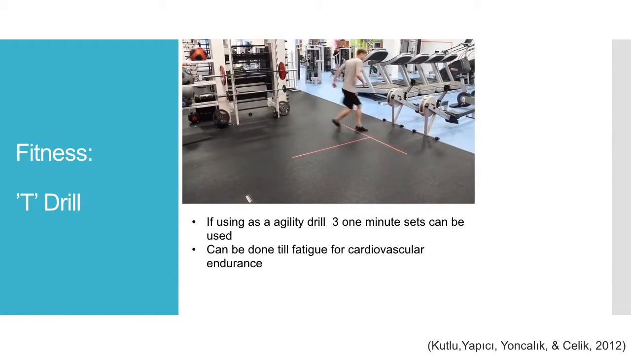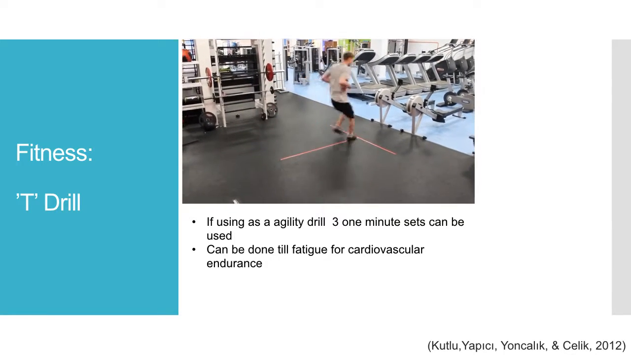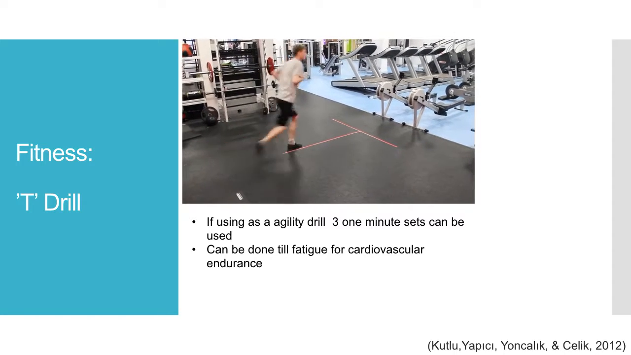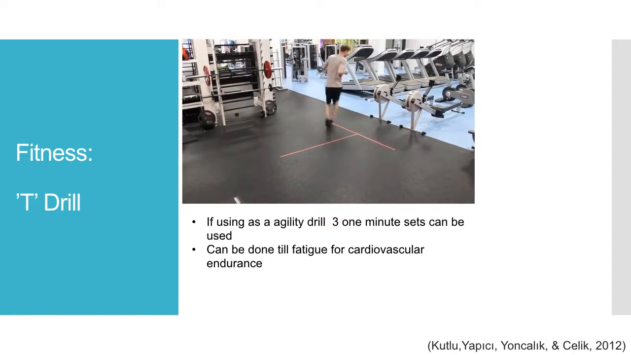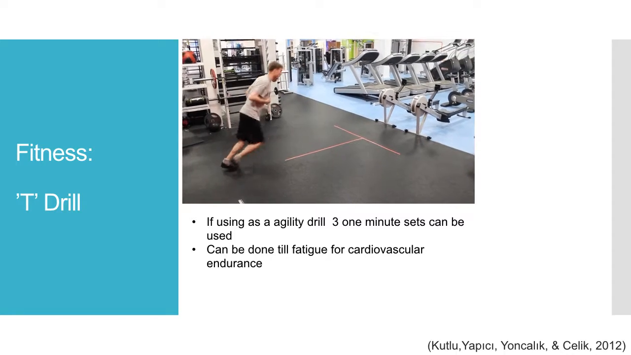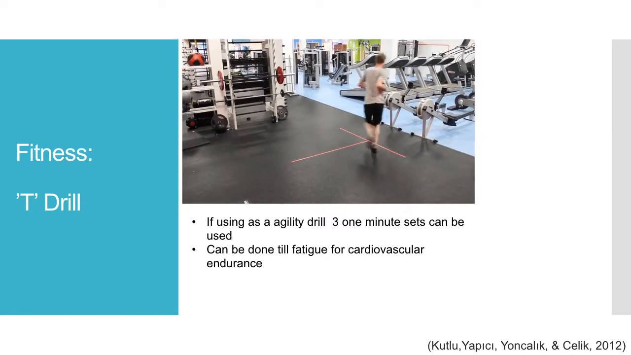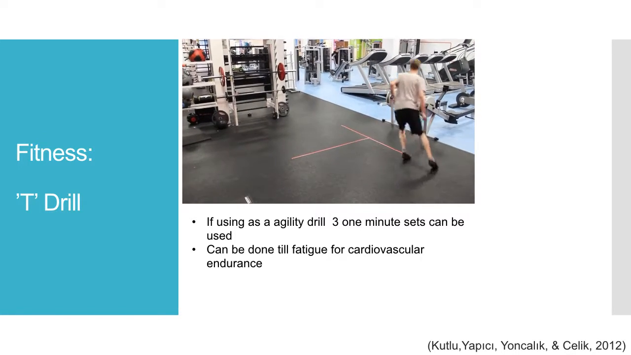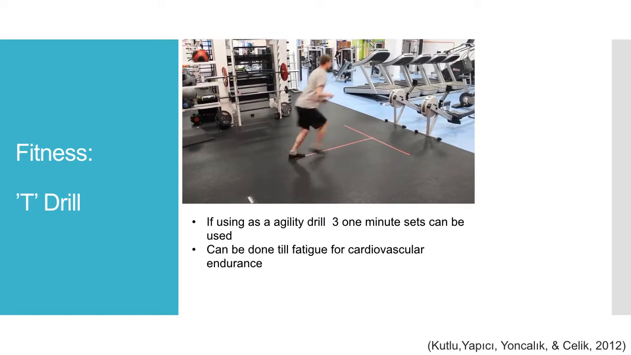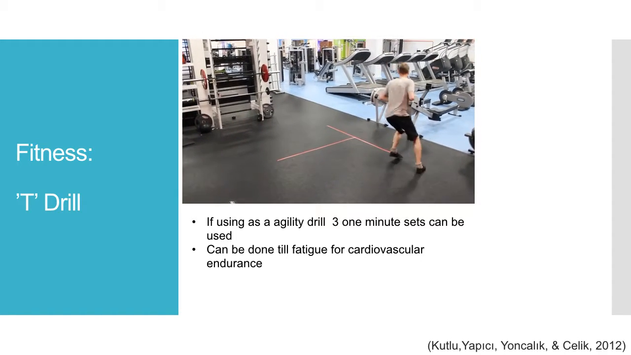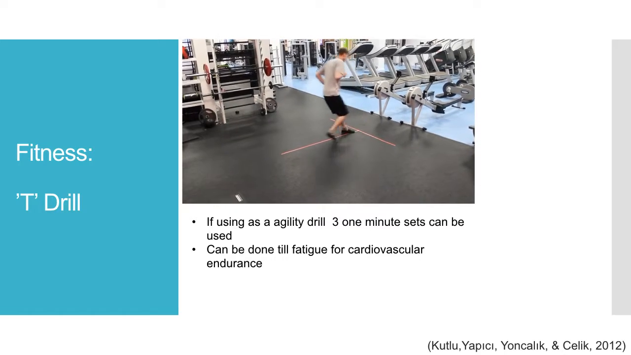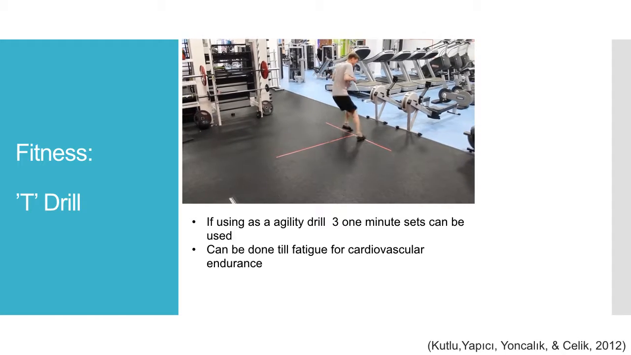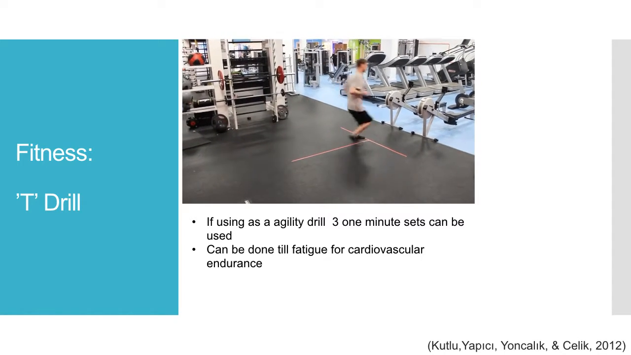Standing at the bottom of the midline of the T, the athlete, keeping good control of the body, should run straight down the middle, then side shuffle from each side. Once back in the middle, they will run backwards to the beginning. This will be repeated until fatigued. Additionally, their supervisor can use the rate of perceived exertion chart to gauge the athlete and see if they have reached their maximum output. If using this exercise as an agility drill, it is suggested that 3 1-minute sets can be used.